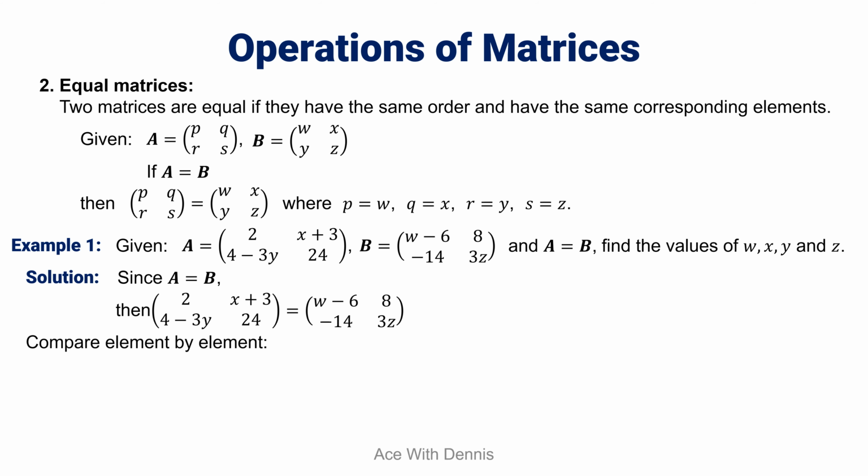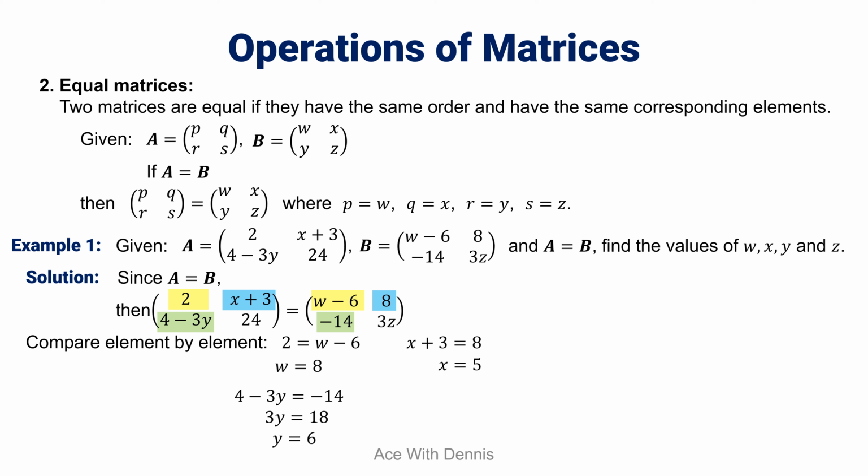Now we compare element by element. Hence 2x plus 3 equals w minus 6... rather: the first elements give 2x plus 3 equals 8, hence x equals 5.